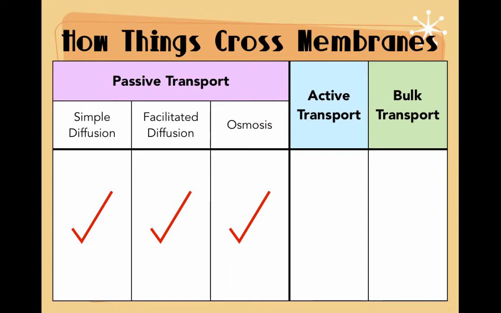Just as a reminder, there are three types of cell transport: passive, active, and bulk. There are three types of passive transport: simple diffusion, facilitated diffusion, and osmosis. All three require no energy. The only thing that's required to drive the transport is the presence of a concentration gradient.